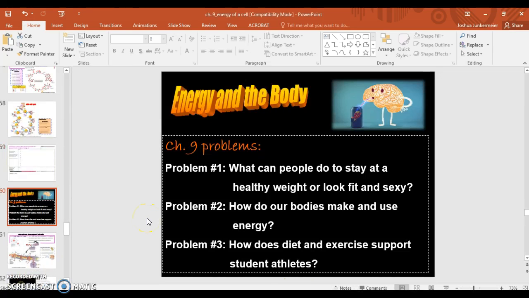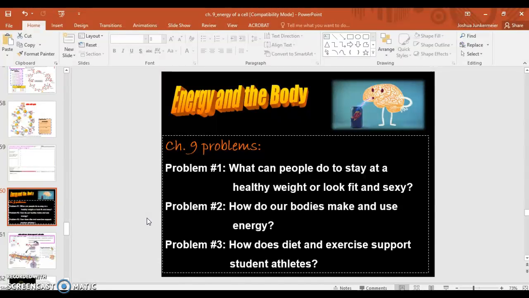All right, this slide is our scientific problems or purpose of learning about Chapter 9. All these complex chemical reactions, all these complex chemistry things, have to do with us learning more about how we can stay healthy and manage our weight and look fit. It's all about learning how our bodies make and use energy. And it's all about how nutrition and what we eat can support us in all our activities, especially if you're a student athlete or just have a sport or hobby you engage in.